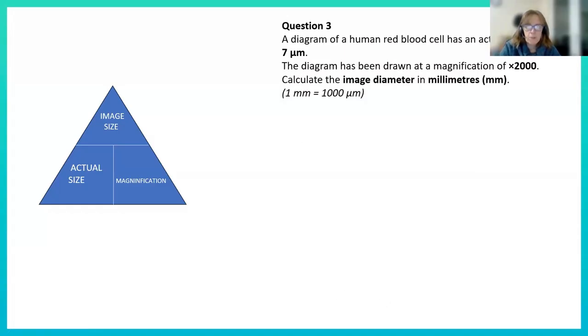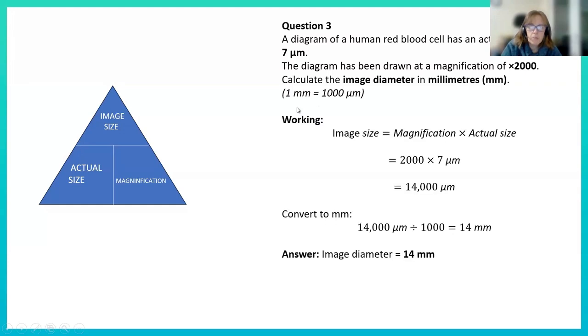And another example, we've got a drawing of a human red blood cell with an actual diameter of 7 micrometres. The diagram has been drawn at a magnification of times 2000. Calculate the image diameter in millimetres. Okay, so I'm in micrometres here and I need my answer in millimetres. So I'm going to have to do a bit of a calculation to get my units the same.